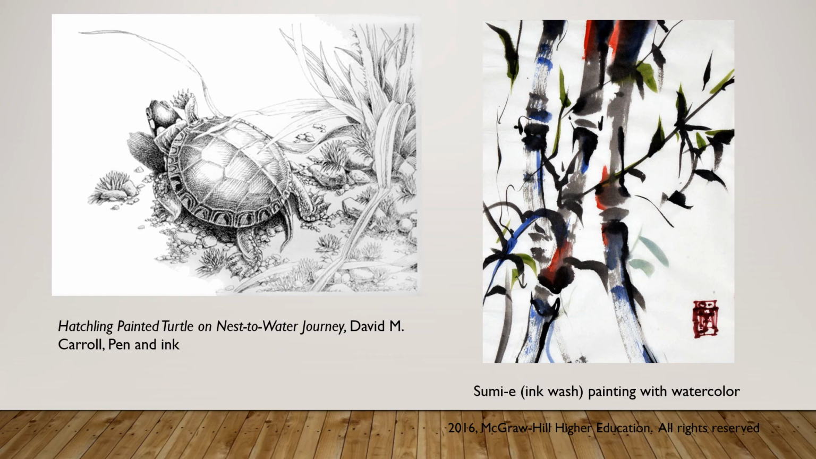So when you're working with something like a black marker, pen and ink, those kinds of things, you cannot control lights and darks by pressure. So you have to create lights and darks with one of those three techniques that we talked about: stippling, cross hatch, and hatch. On the right is sumi-e, which is the ink wash.